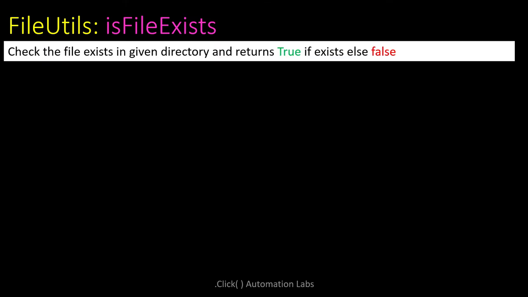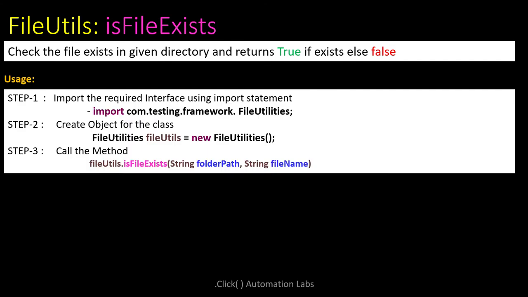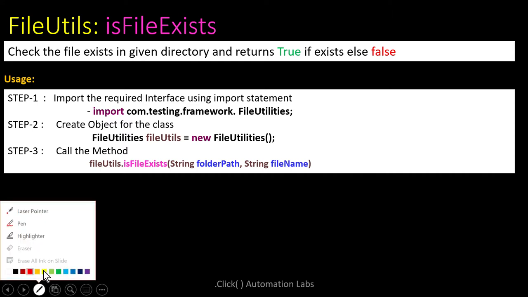The first method from file utility in today's topic is file exist. This is the method which we can use to verify the given file exists in the specified directory. You mention the directory and search for a particular file, then this method will return you true or false. Means if it exists, it returns true. If not, false.